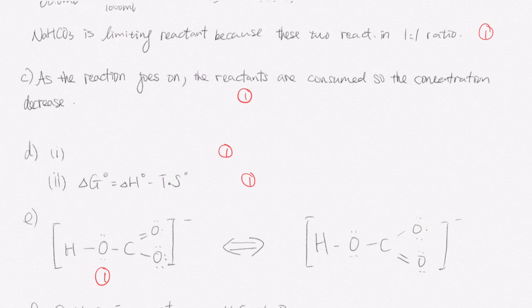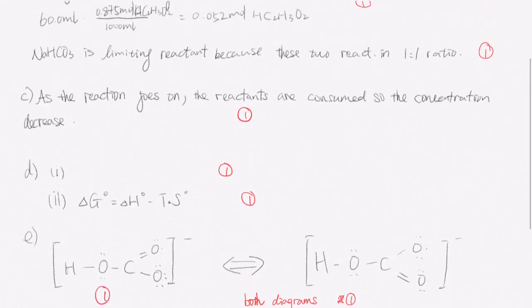And then part E, one diagram is 1 point, and if you draw both diagrams correctly, it's the other point. And for part F, which is not shown here, if you write the correct net ionic equation, it's the last 1 point. So that's a total of 10 points for this question.